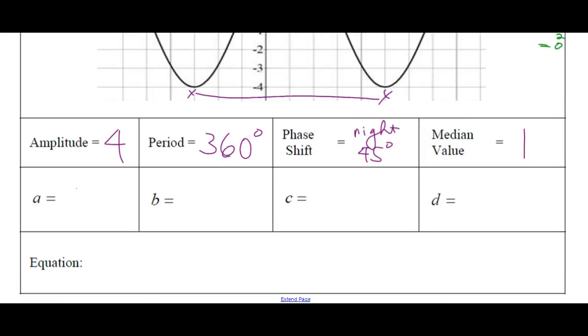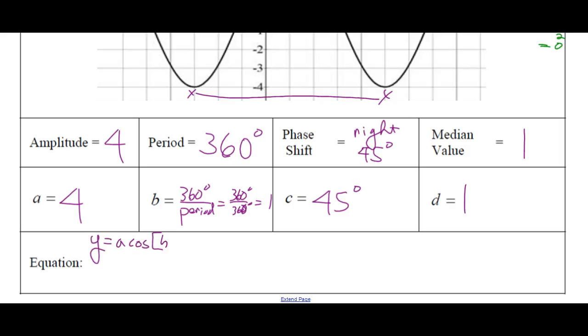Okay, so A is 4. Period is 360 degrees, so B is 360 degrees divided by the period, which is 360 degrees divided by 360 degrees, which is 1. Phase shift is right 45 degrees. So what does that give me for C? Just 45, right? Because it's in the form minus, and minus 45 will take it right. And D is 1. So the equation is of the form A cos [B(x minus C)] plus D.